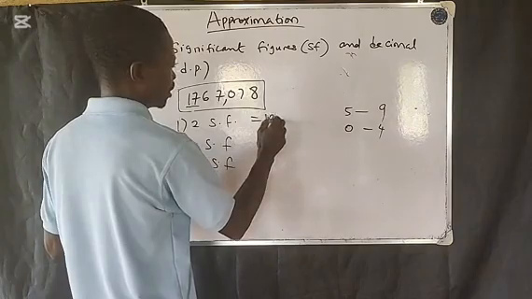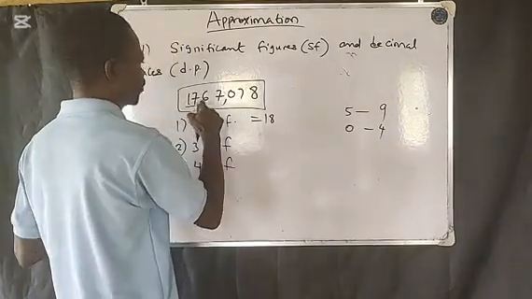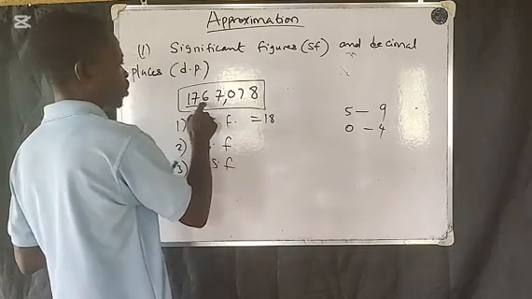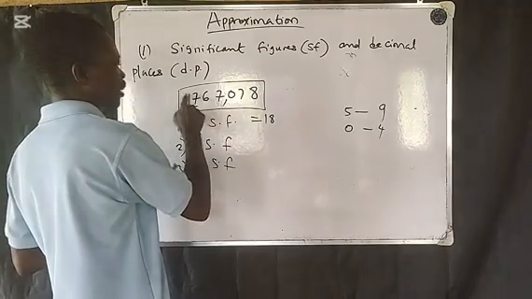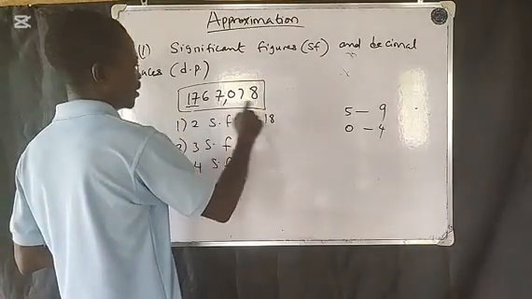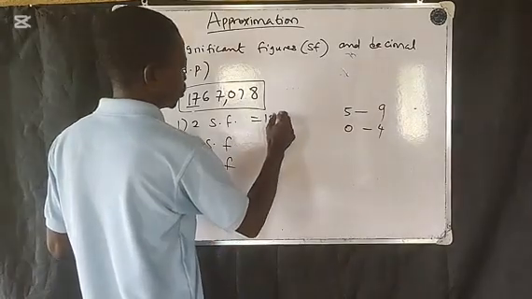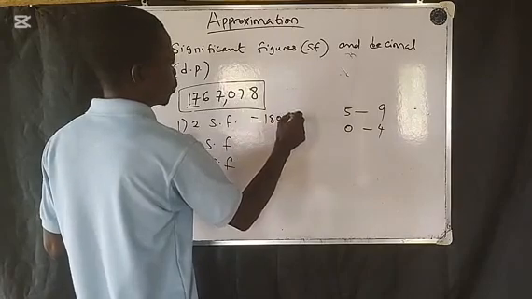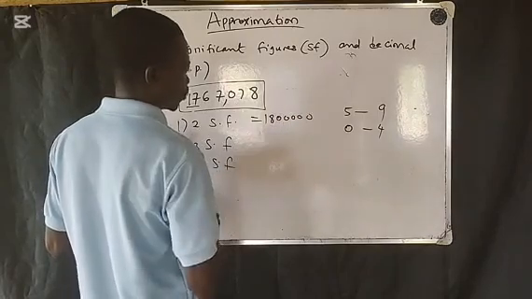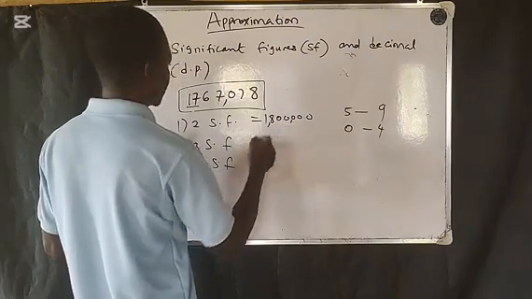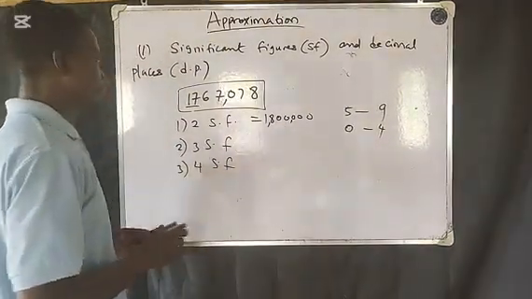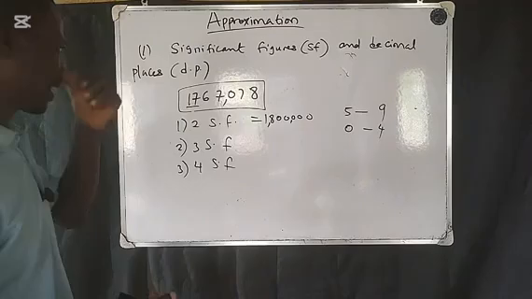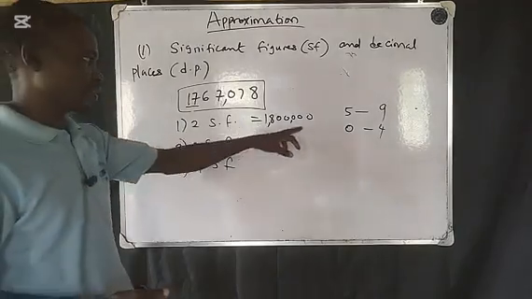Then it will become 8. Then how many zeros down? 1, 2, 3, 4, 5. It's not only this one I will turn to 0. By rounding up 7 to 8, I will turn everything after it to 0. How many zeros? 1, 2, 3, 4, 5. So I will now have this. Instead of 1,667,078, I now have 1,800,000.